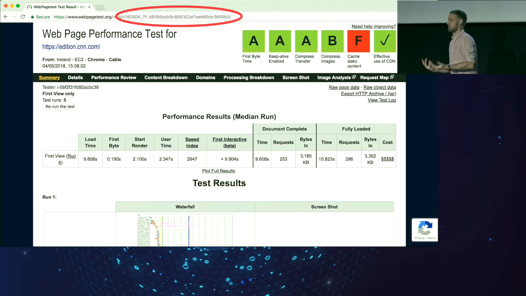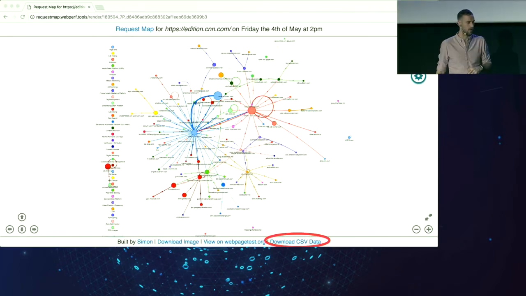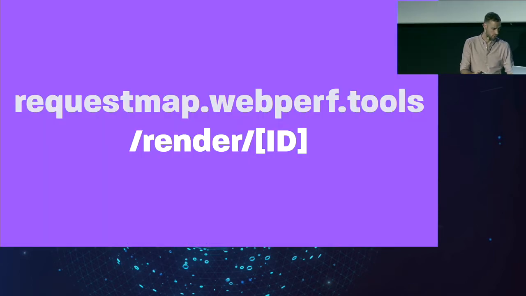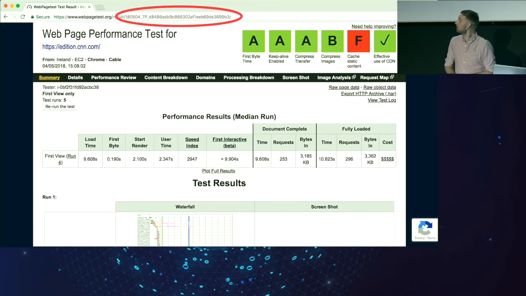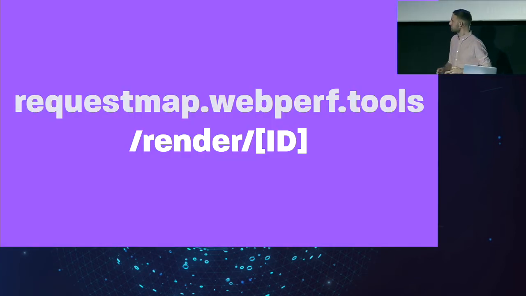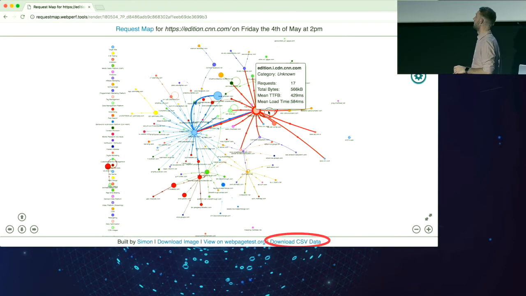Web Page Test tests the performance of a given URL, and it will give you the data. And you can grab a unique URL. My clicker's got a mind of its own this morning. You get its unique ID, and we can feed that directly into Requestmap. Requestmap will take a valid Web Page Test ID. You just plug it in like this. And what that's going to give you is something that my clients and I have lovingly called the jellyfish.